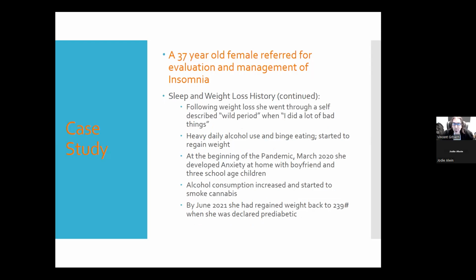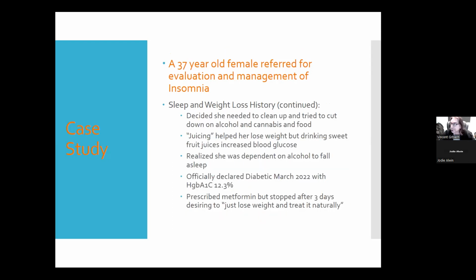These were exact quotes from the patient. She said when she had her weight loss, she went through a self-described wild period when, quote, "I did a lot of bad things." Basically, she started drinking alcohol daily, also binge eating, and she started to regain weight at that time. Now, by the beginning of the pandemic in early 2020, she developed anxiety because she was cooped up at home with her boyfriend and 3 school-age children. She increased her alcohol consumption even more, and then she started to use cannabis at the same time. By June of 2021, she regained most of her weight back to a weight of 239 pounds.